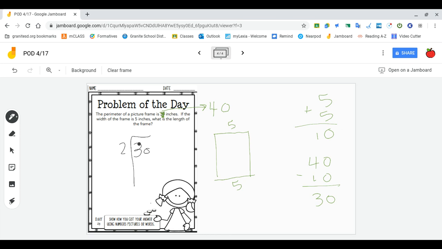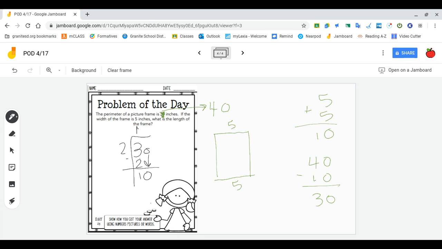2 goes into 3 one time without going over because 2 times 2 would be 4. I'm sorry, 4. My goodness. I was looking at the 3 and I did 2 times 3. So 1 time and 2 times 1 is 2. And I can subtract that. 3 minus 2 has 1 left over.